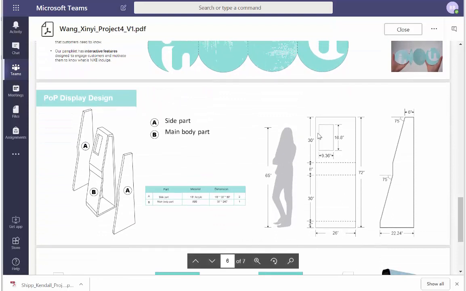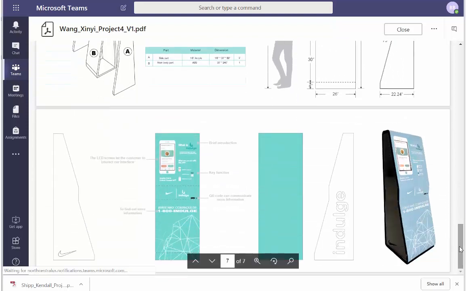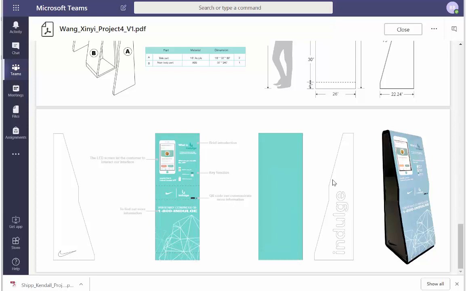Once again, I've said this almost every single project. I don't want to see the dimensions. The dimensions are not what I look for. I'm much more interested in having a human next to it that way I can understand context. This is the same thing.